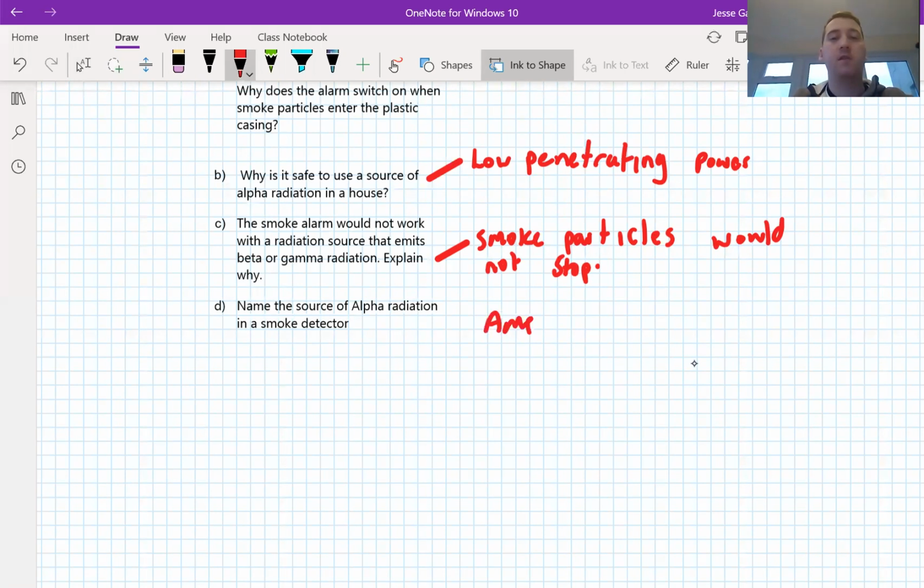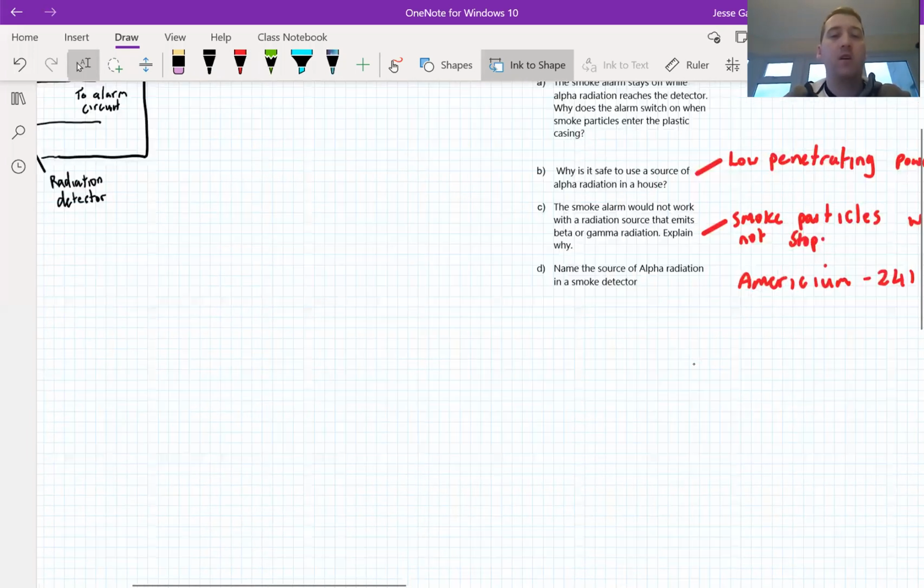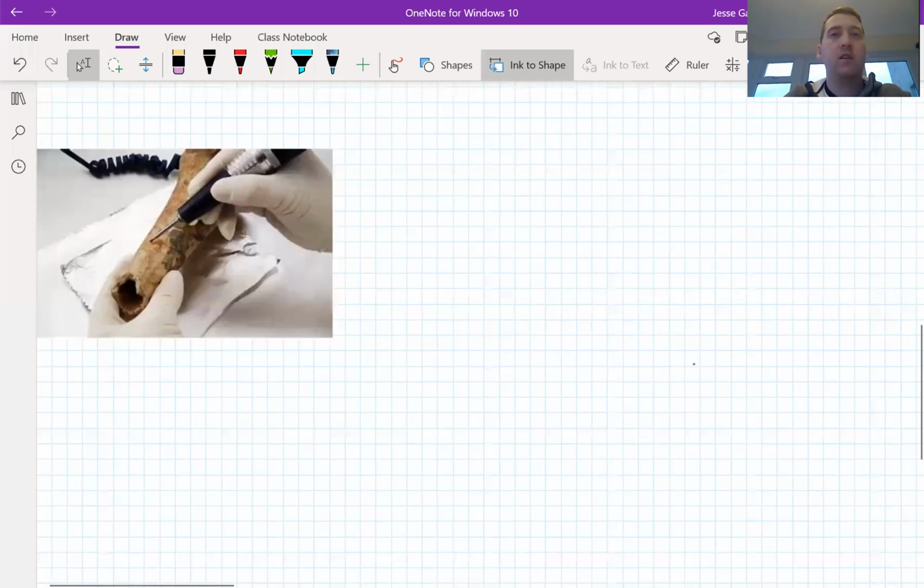Americium, named after the country America, obviously. Americium, and 241 is the isotope. Well done. Okay, so that was how we use a source of alpha radiation. We're going to take a look at this now.